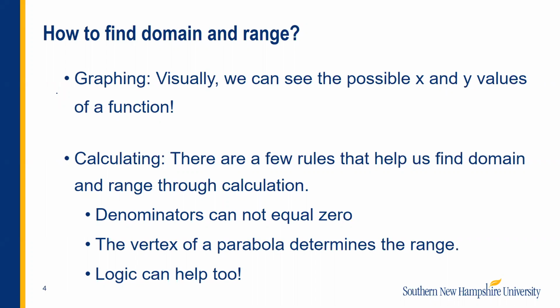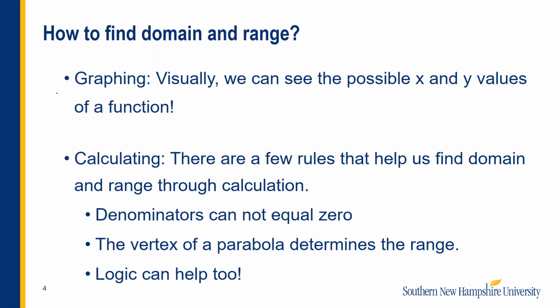So how do we find it? Well, there's a couple things that help us. First, you can graph it. Visually, you can see all the possible x and y values of the function. But you have to remember that a graph graphs all of the options. So if you have anything logically that needs to be included, you must think about that too. And we'll talk about that in a second.